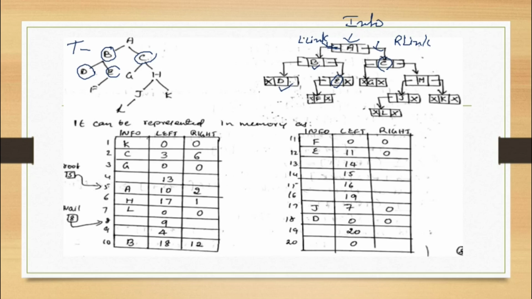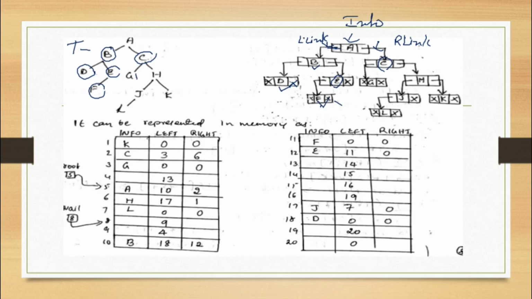Observe here, D doesn't have a left link or a right link, so it is cut there. You can put a cross here also. Similarly, E has a left link, which is nothing but F, so that is why F is given here. And F doesn't have a left or right link, so that is why cross marks are put there.